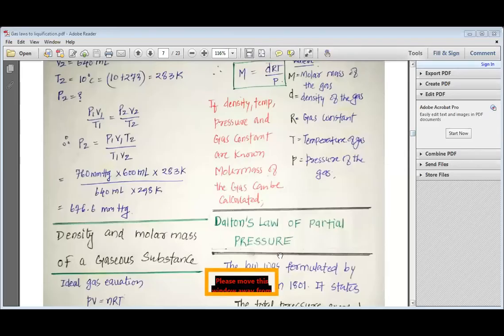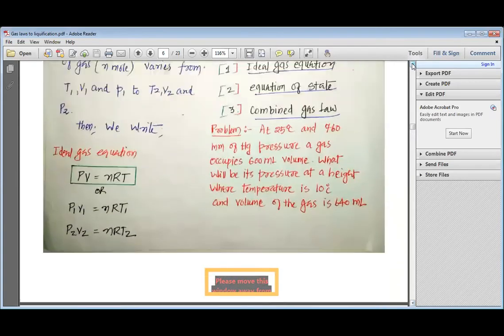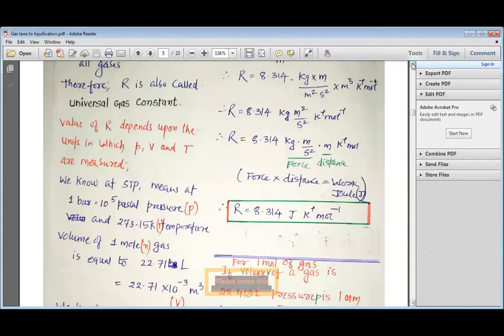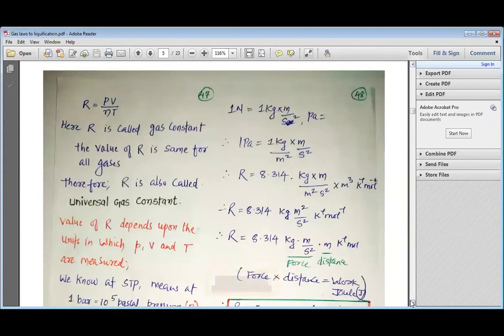Dear students, density and molar mass of gaseous substance. Okay, so today let us revise those topics that we have studied yesterday, that we have studied about the universal gas constant.